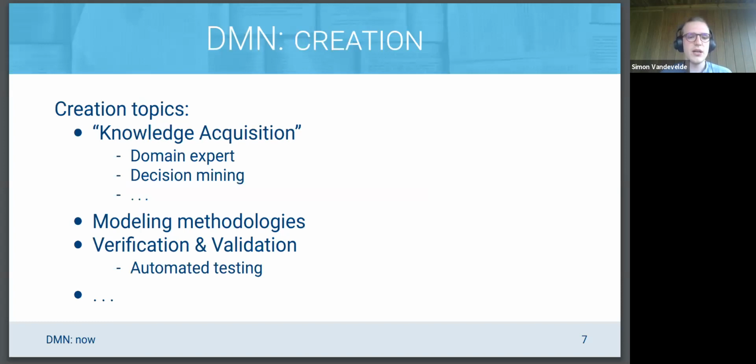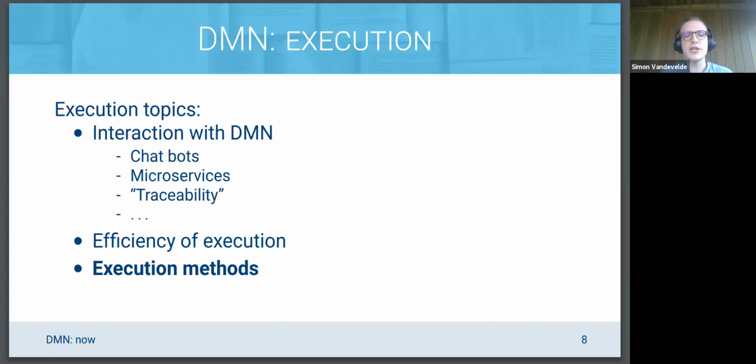What is the trade-off? Then verification and validation, which is something that I've also dabbled in, where we can do testing of tables, or we can see, okay, but does the table actually have the correct outputs, such as the expert would expect, right? So a lot of research goes into those topics, but then on the other hand, we have the execution topics. So this includes interaction with DMN, such as things like chatbots. You might have seen this flying around earlier in different presentations, or how can we host DMN in microservices, or how can we increase the efficiency of execution.